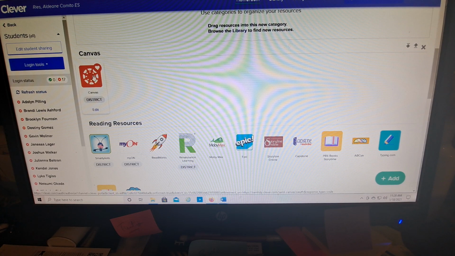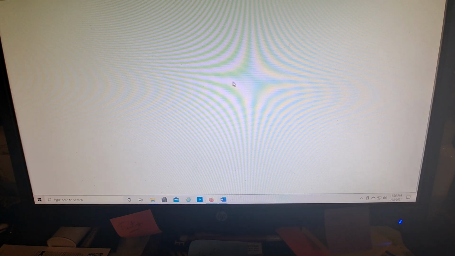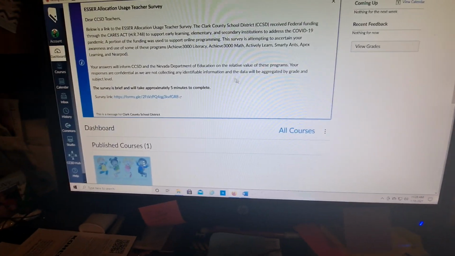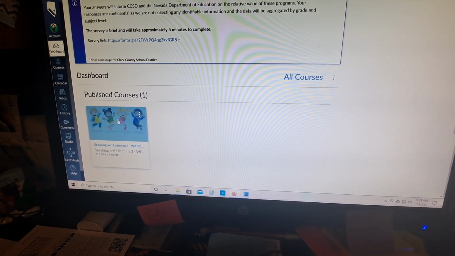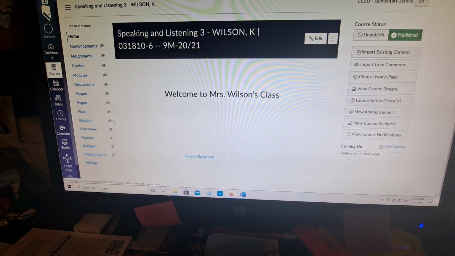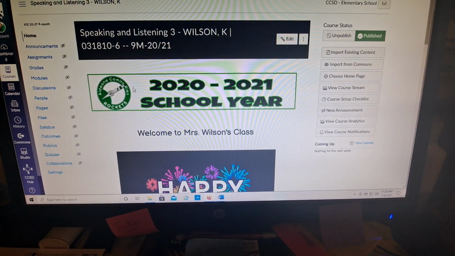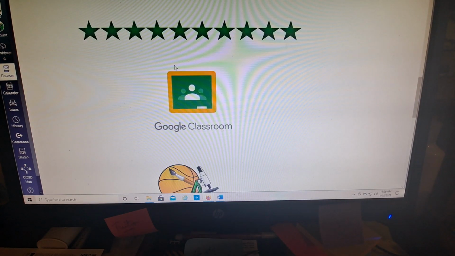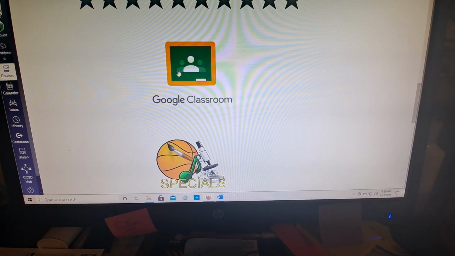Canvas, though, is how we're going to log into our Google Classroom. And then here is our dashboard. Of course, the kids have this button here that shows the kids jumping. I know this is the teacher view, but it looks pretty similar for the kids. There's our Happy New Year. Scroll down. There's our big button for our Google Classroom.